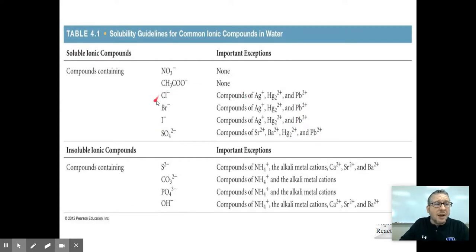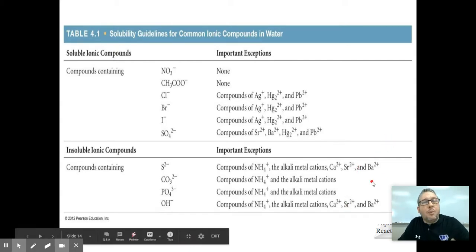And if you notice, chloride, bromide, and iodide, if they are bonded with basically any of the same three cations, silver, mercury, or lead-2, then they become insoluble. Sulfate is strontium, barium, mercury, and lead-2 as well. So anytime these anions are bonded with these cations, we will get an insoluble substance.